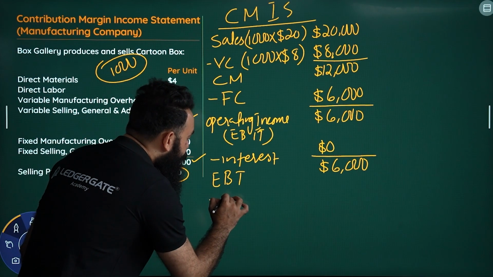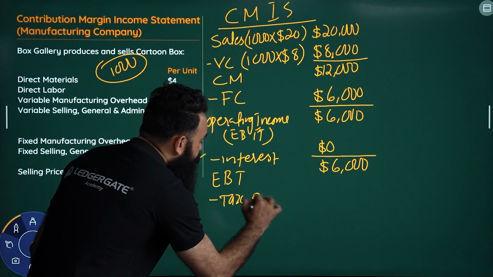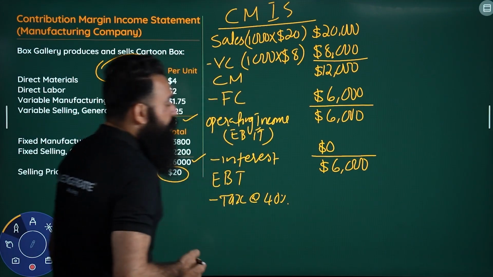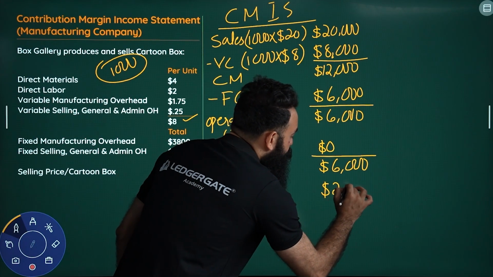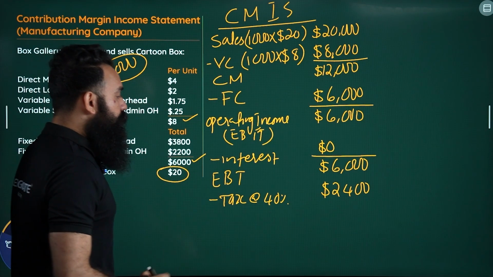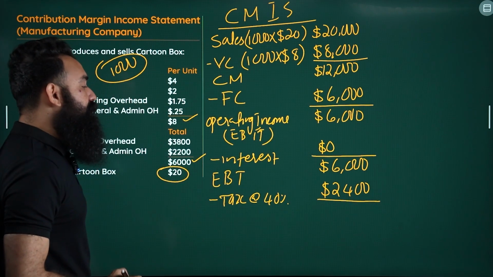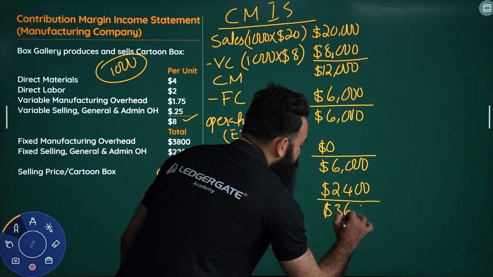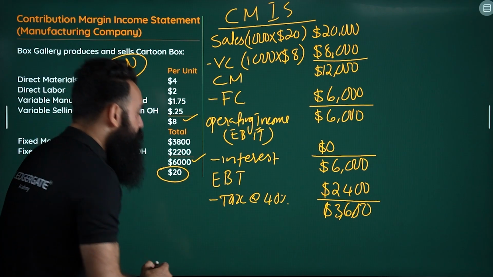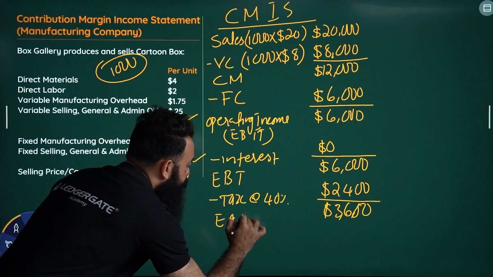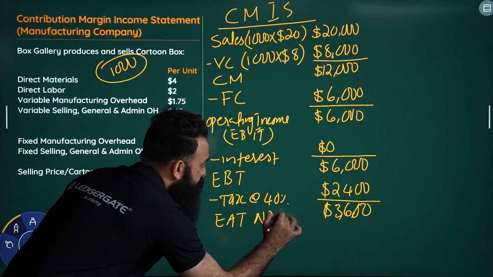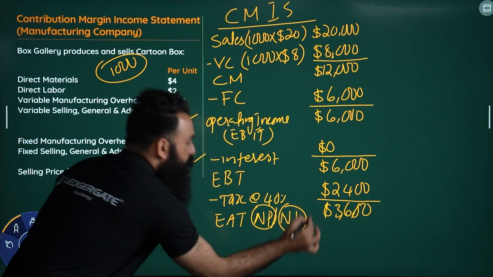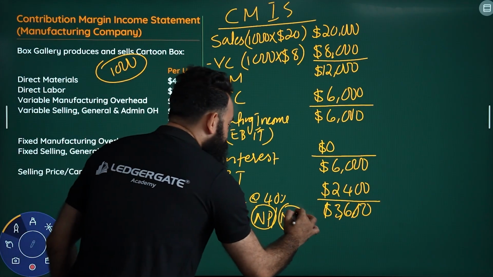From this amount we have to deduct the tax amount. Here also we are taking our tax percentage as 40%. So 40% of 6,000 would be $2,400. When we deduct this 2,400 from 6,000, we'll get $3,600. This is our earnings after tax, otherwise net profit, otherwise net income. In any manner we can call it. In different names we call this.